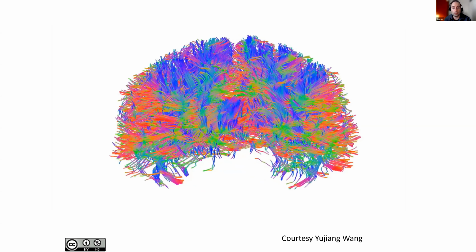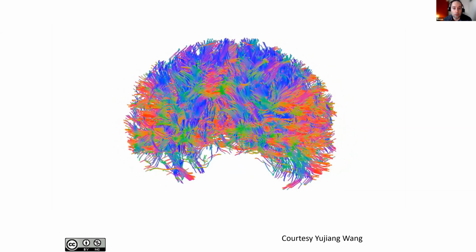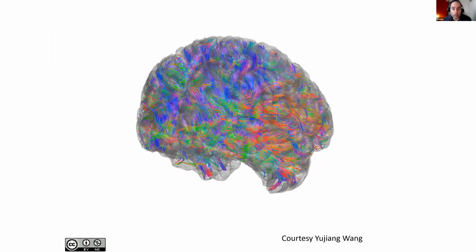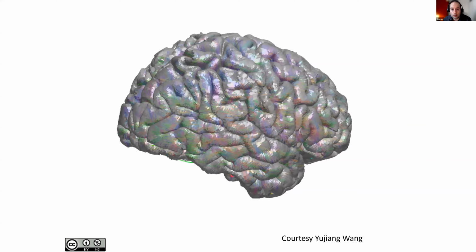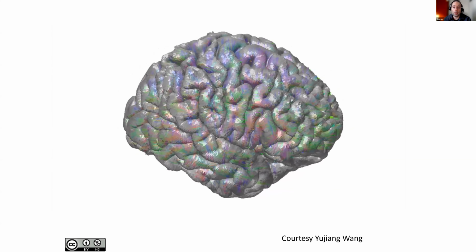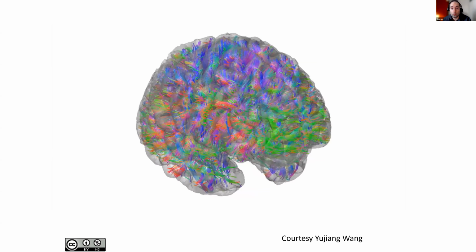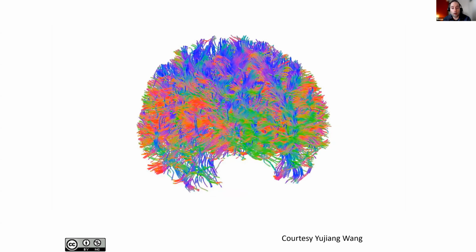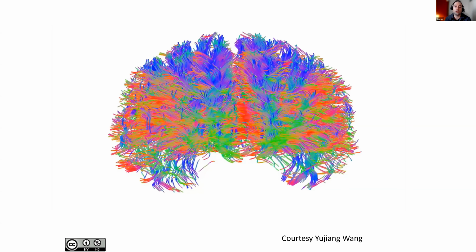So here you see such fiber tracts where different colors indicate different orientations. Blue would be vertical orientations, and red horizontal, and green would be obliquely oriented fiber tracts. And of course, there's a lot of information there, but we can infer statistically information about connections between different parts of the brain, different brain regions.